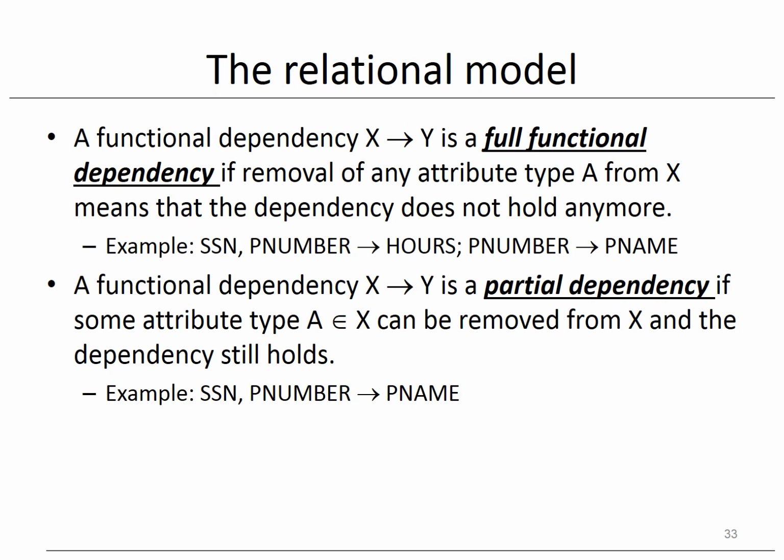Before we can start discussing the second normal form, we need to introduce the concepts of full and partial functional dependency. More specifically, a functional dependency x to y is a full functional dependency if removal of any attribute type A from x means that the dependency does not hold anymore. For example, hours is fully functional dependent upon both social security number and p-number. Put differently, to know the number of hours an employee worked on a project, we need to know both the social security number of the employee and the project number.